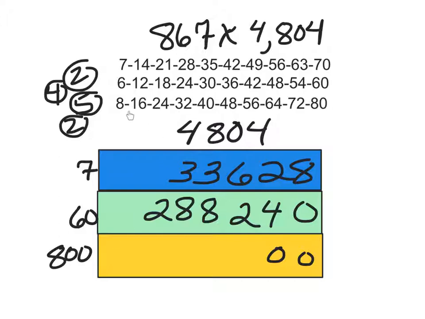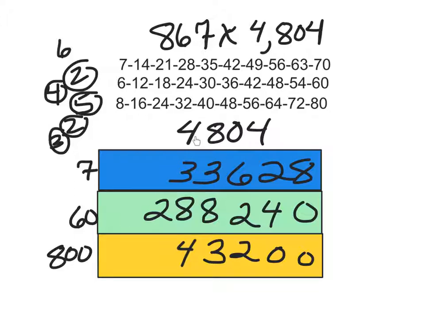8 times 4. 1, 2, 3, and 4 gives you 32. Drop your 2, carry your 3, and move along. 8 times 0 is 0, plus this 3 here will give you 3. So drop that 3 and move along. 8 times 8. 1, 2, 3, 4, 5, 6, 7, and 8 gives you 64, my friends. Drop the 4 and carry the 6.